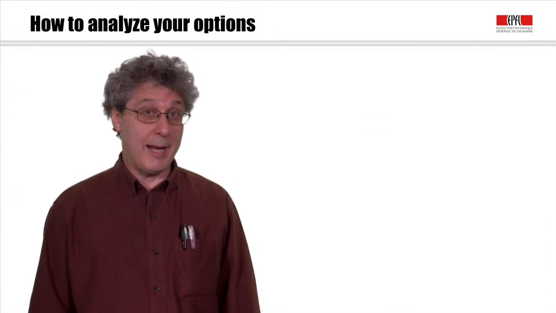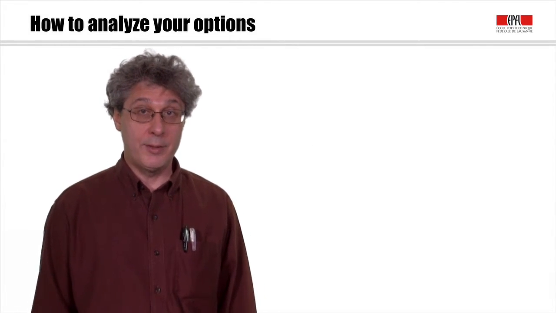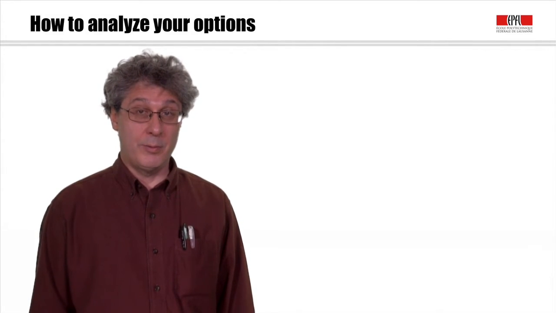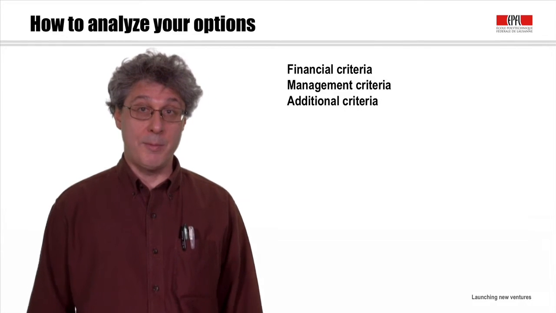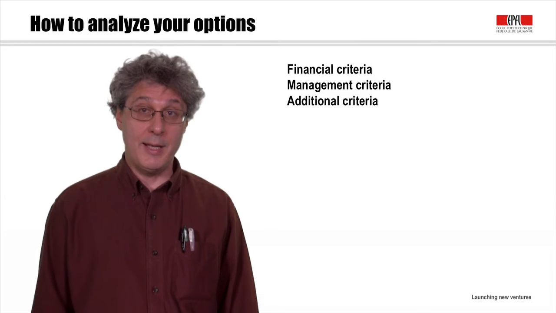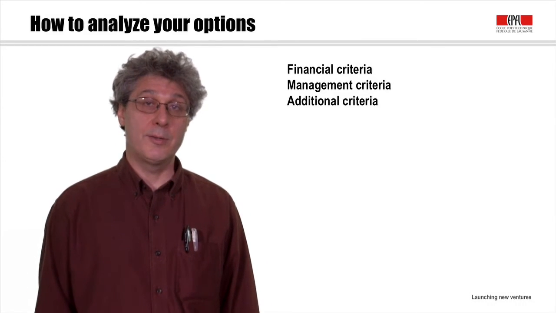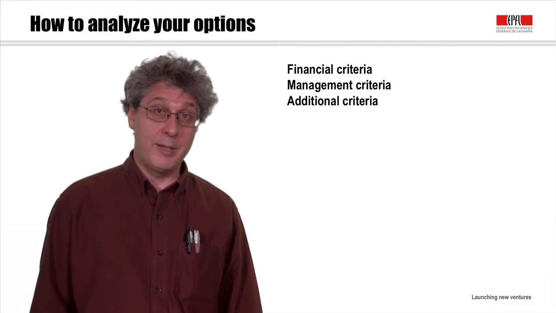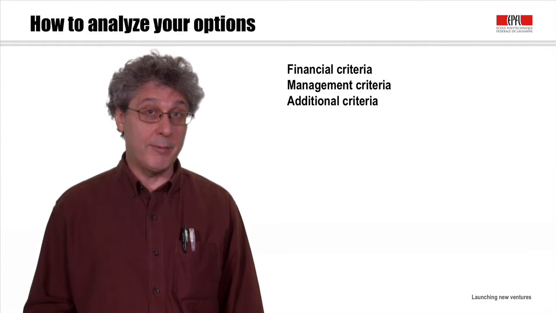So let's talk about how to analyze your options. We're looking at all these various sources, and we need to ask ourselves 3 main questions. First is, what are the financial benefits and costs of this? What are the management costs and benefits? And what are the other intangible benefits and costs here? We're going to look at each of these in turn, and talk about each source and think about these different criteria for evaluating the source.